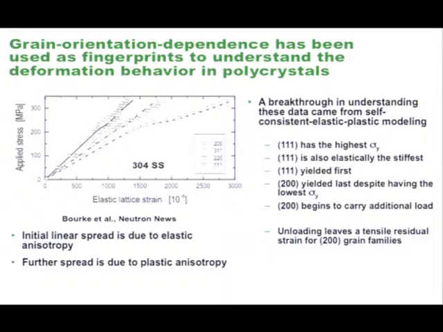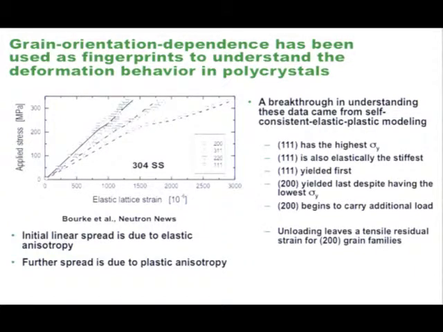Essentially, what you're looking at is a plot like this. This is the measured lattice strain for different grains, oriented differently, let's say 200, 311, parallel to the loading direction, against the applied stress. And you can measure how these different grains respond to the applied stress, okay?